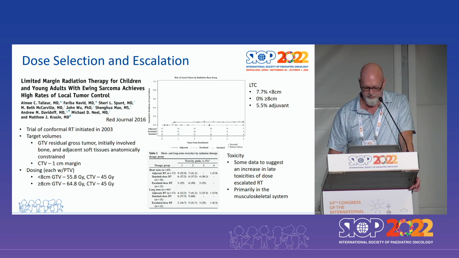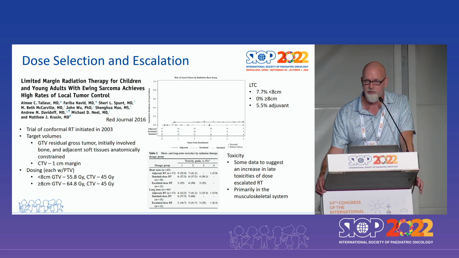I think one of the difficulties we did have is at that 64.8 gray dose level, where many of those patients had these large pelvic or axial tumor sites. We did have a higher rate of grade 3 or higher toxicities in that escalated dose population compared to the standard dose population, and many of those toxicities were musculoskeletal in nature.